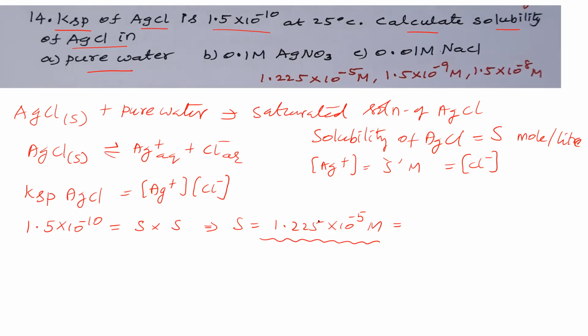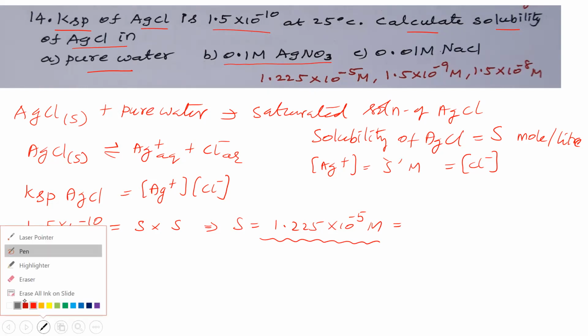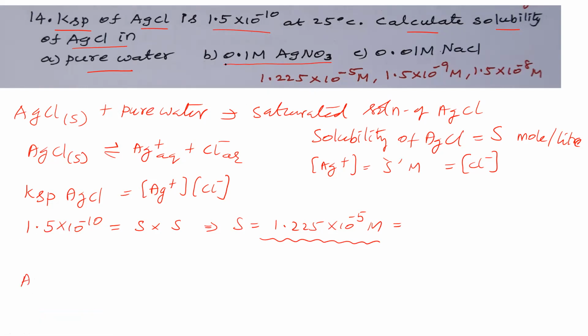Next question we will see. In part B: calculate the solubility of AgCl in a 0.1 molar silver nitrate solution. We have to find the solubility of AgCl in 0.1 molar silver nitrate solution. First we will see how to prepare such a type of solution.